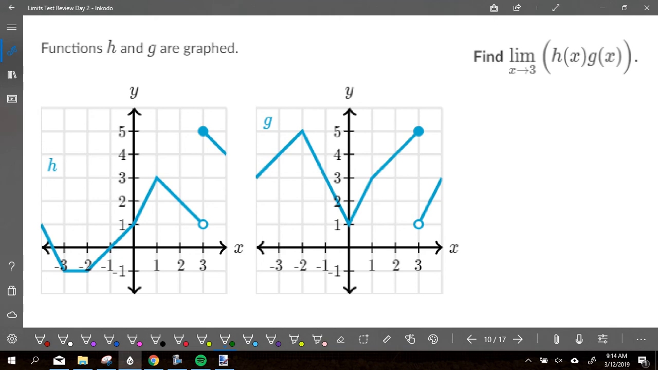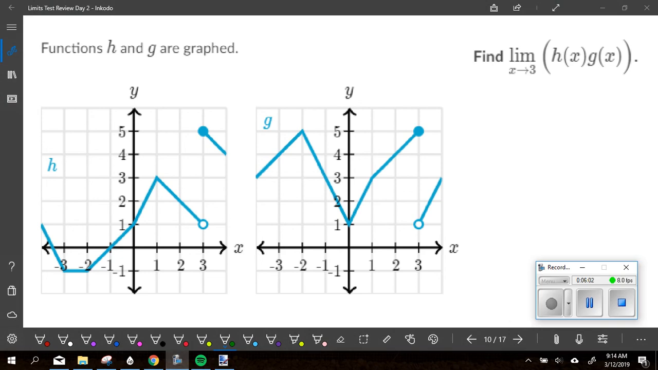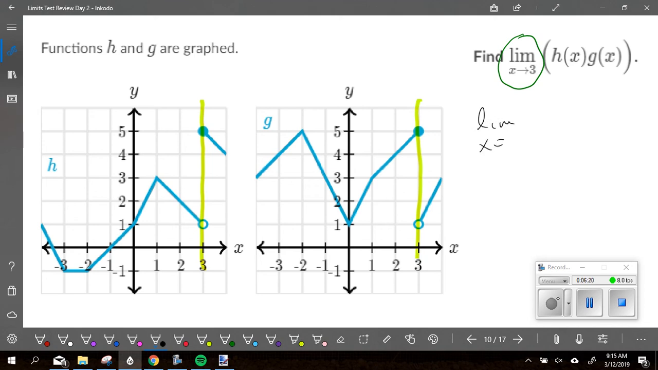Find h of g of x. It is h times g of x. We are finding the limit as x approaches 3. Initially, when you look at it at 3 for both of these graphs, it looks like they're both D and E, and so that's going to tell me, hang on, let's find it from both sides. And so then I'm going to find the limit as x approaches 3 from the left. If I approach 3 from the left, I'm going to find my h value times my g value. H from the left is getting closer and closer to 1, where g from the left is getting closer and closer to 5.